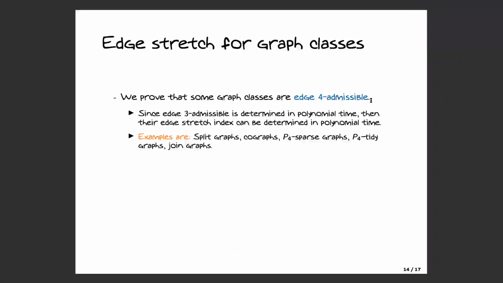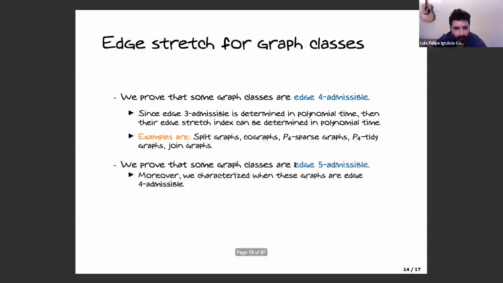I think the microphone of someone is turning on. I'll continue. Okay, so examples of graphs that satisfy this property are split graphs, cographs, P4 sparse graphs, P4 tidy graphs, join graphs. There are several graph classes for which we are able to develop algorithms in order to solve the edge-free admissibility, which are exemplified here.